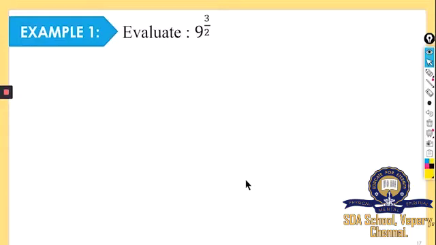Now we are going to see sums using laws of exponents. So the first question is evaluate 9 power 3 by 2. Here we can write 9 as 3 square, right? So that will be our first step. We are writing 9 as 3 square, since 3 into 3 is 9.